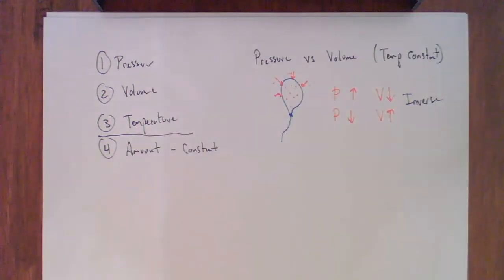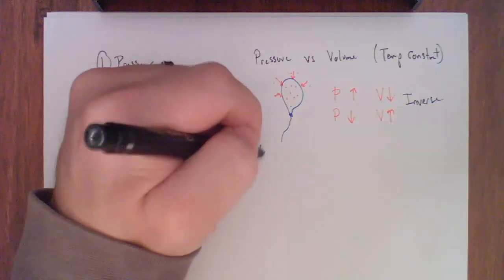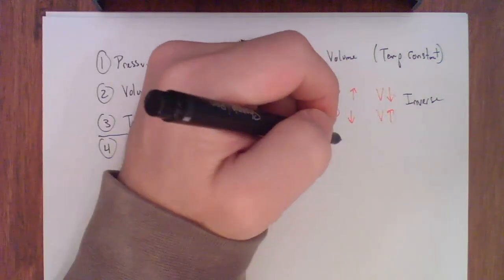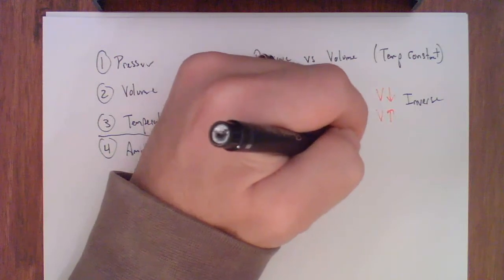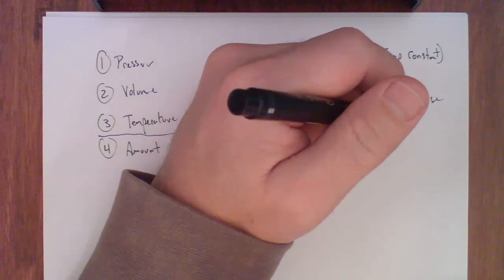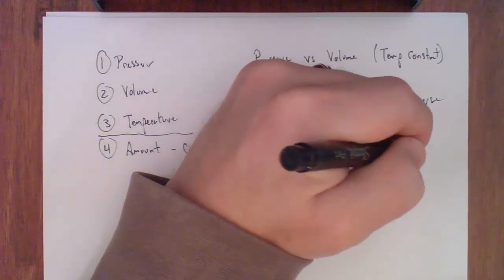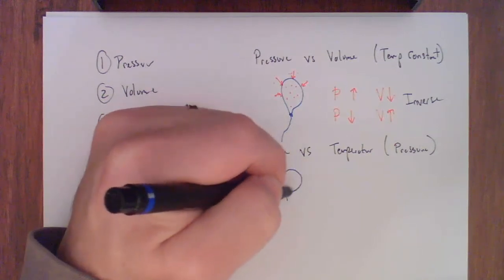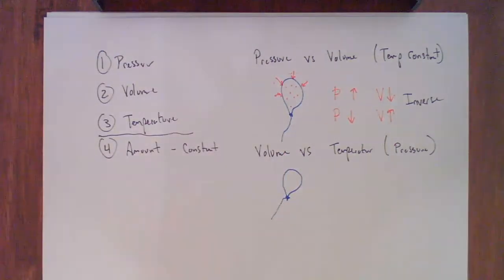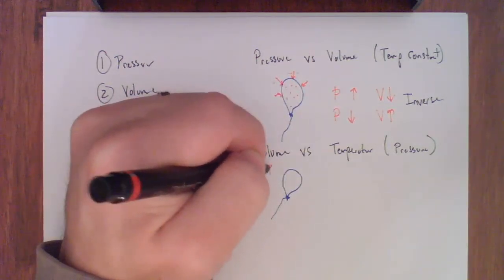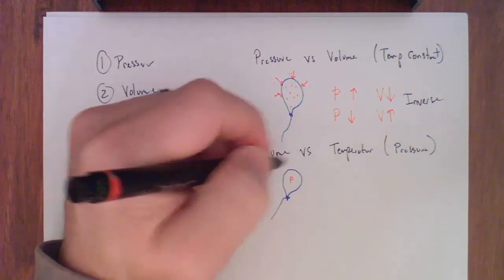Now, the next one that we want to look at is how the volume relates back to the temperature. And again, this time we're going to hold the pressure constant. So again, we're going to deal with our balloon. Okay, so here's our balloon. And in this case, we're going to say that the pressure outside the balloon and the pressure inside the balloon are always going to be the same. So pressure inside, pressure outside, these are going to remain constant.